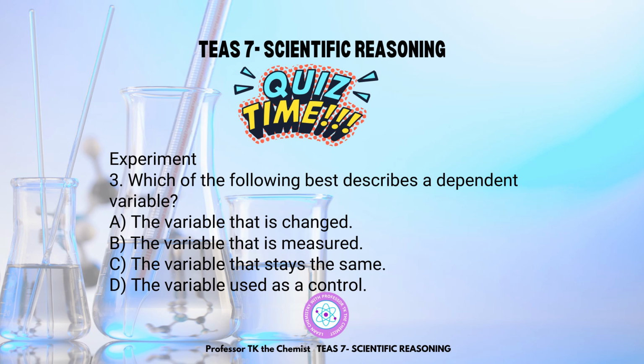Question number 3. It's an experiment question. Which of the following best describes a dependent variable? A, the variable that is changed. B, the variable that is measured. C, the variable that stays the same. Or D, the variable used as a control.